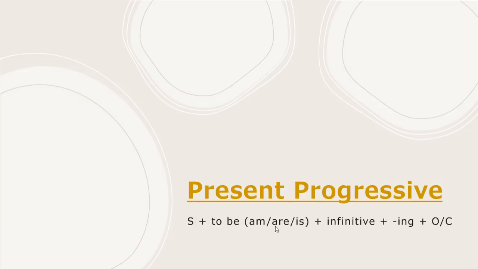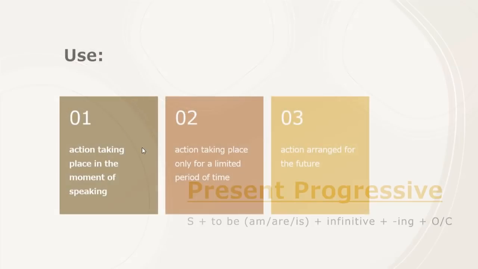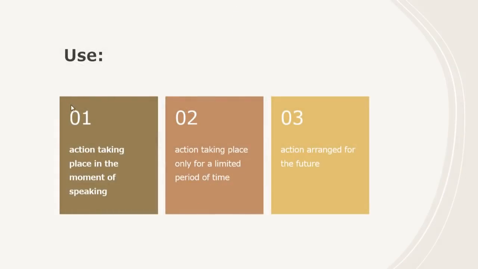Okay, now we are going to the second tense. That's present progressive. Sometimes progressive is called continuous. Alright? And then we come to the form. Subject plus to be, infinitive plus ing, plus object or complement. Okay? This is easy. When to use? It is mentioned here 3 things when we use progressive or continuous tense.